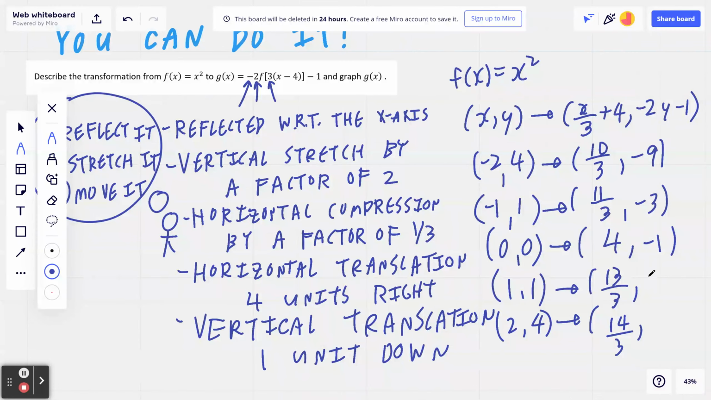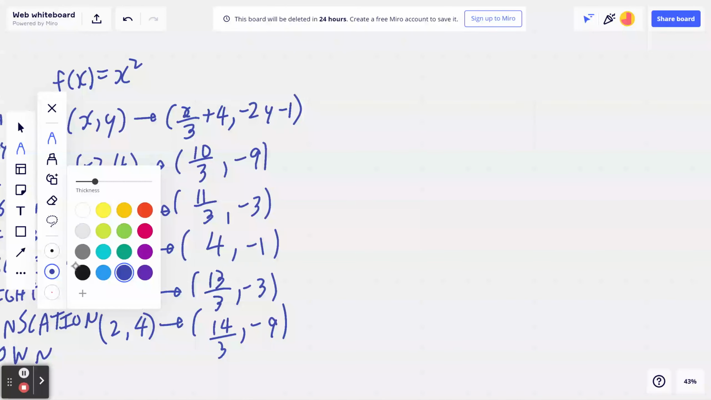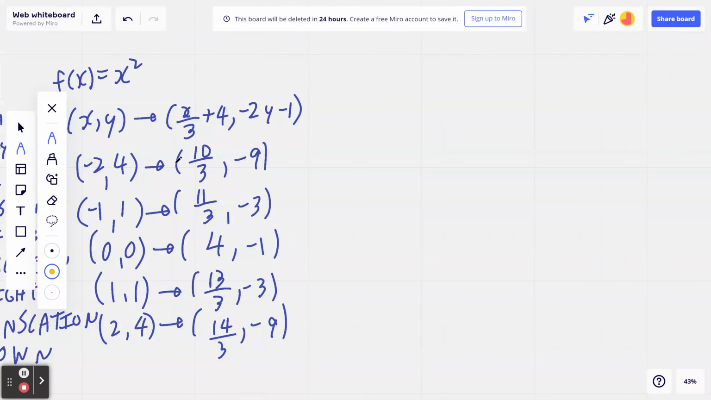Next, you plug in 1. That's going to be negative 3. Last but not least, if you plug in 4, that's going to be negative 2 times 4 minus 1, negative 9. Now, once you write down the mapping rule, the difficult part is now over because you can sketch both the basic function and the new function.